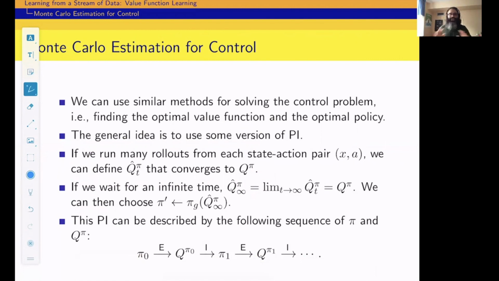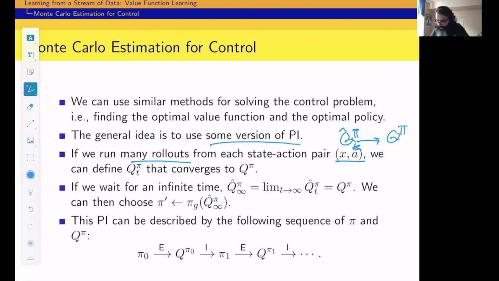Okay, so I talked about policy evaluation. I described Monte Carlo. I described temporal difference learning, the TD method, for policy evaluation. We can do both of them for control. So the general idea for Monte Carlo is to do some version of policy iteration. So if we run many rollouts from each of the state-action pairs, we estimate Q pi hat that is converging, say, to Q pi.